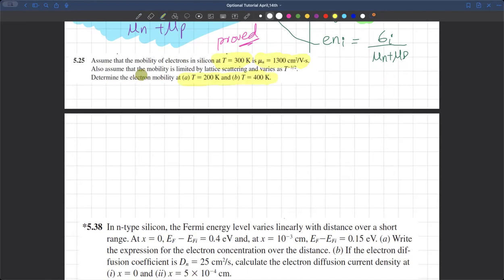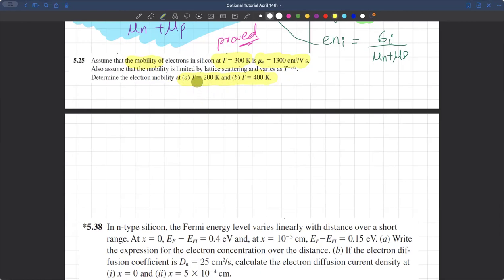Okay, assume the mobility of the electrons in silicon is this. Also assume that the mobility is limited by lattice scattering and varies as this. So they are already telling you it's only the lattice scattering that is going to limit the mobility. Then determine the electron mobility at 200K and 400K.